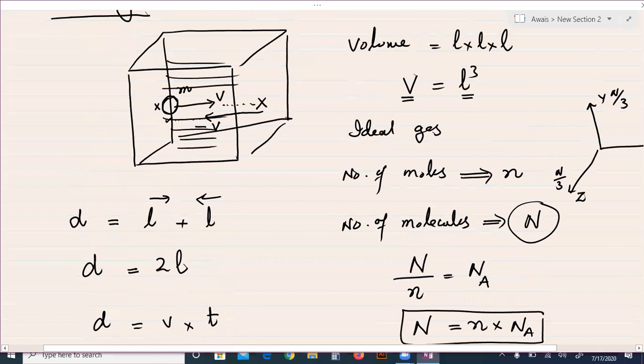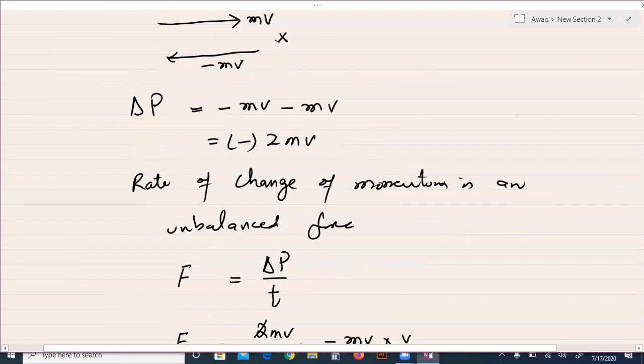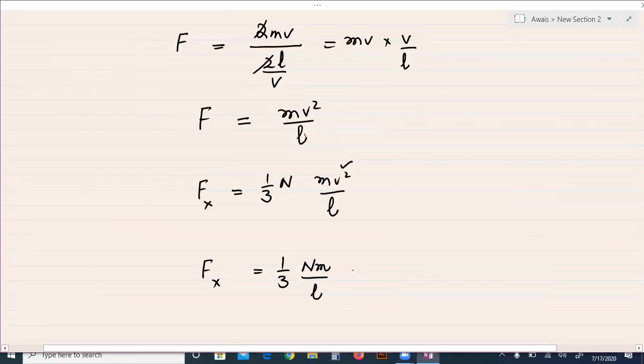Now, here the temperature of the gas at the top is a little higher than the gas at the bottom. So the speed at the bottom is less, and the speed of the molecules at the top is large. So due to the difference in speed from bottom to top, we can take here the average speed.